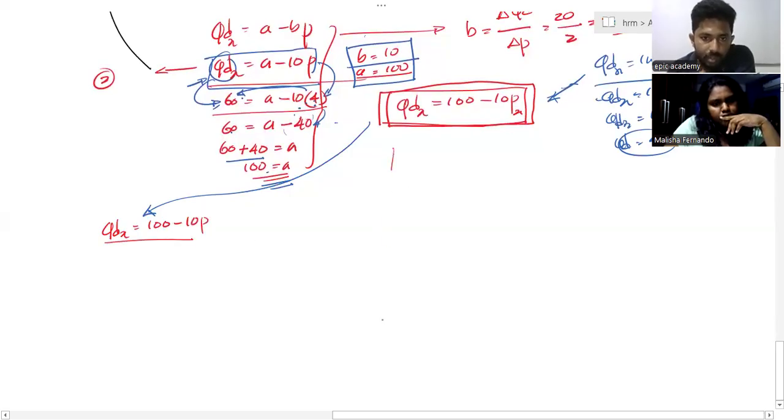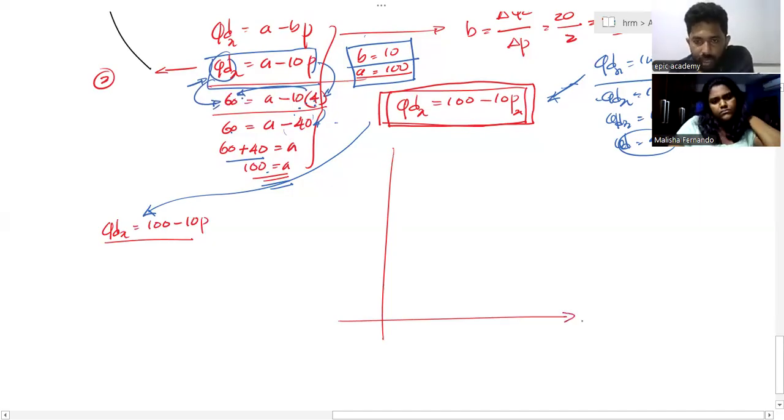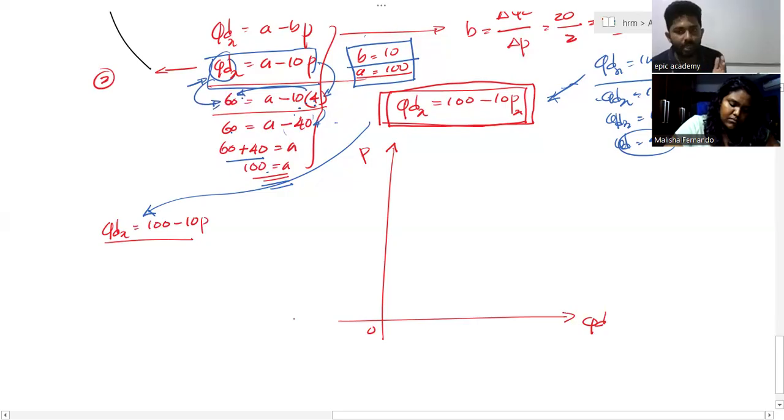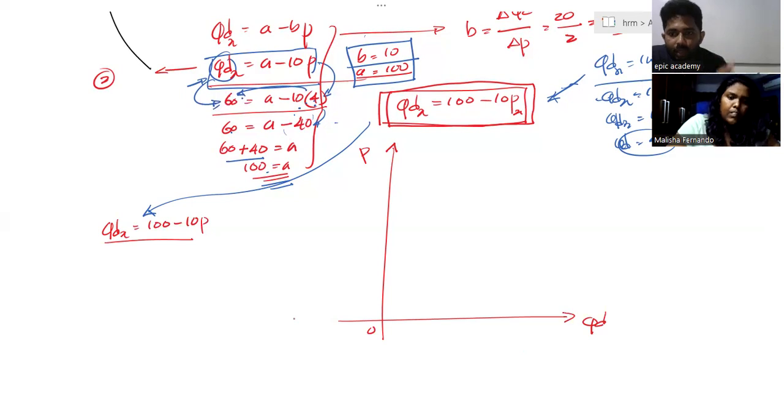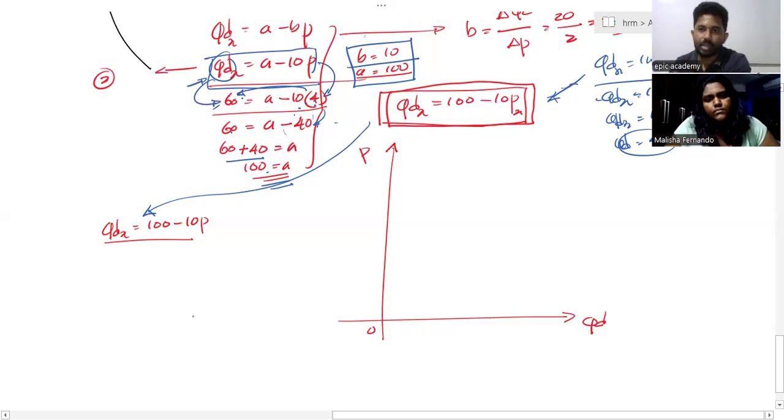In a demand curve, the horizontal line always represents the quantity demanded, QD. The vertical line always represents the price of the commodity. Already we know that the relationship between price and quantity demanded is always negative. Why? When price increases, quantity demanded decreases. When price decreases, quantity demanded increases. Let's discuss the law of demand and its factors later, after studying this.